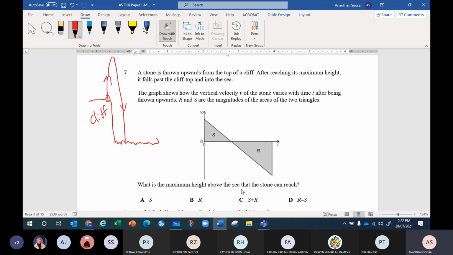What is the maximum height above the sea that the stone can reach? That means from where to where they want the distance. Maximum height above the sea. They want it relative to the sea, what is the maximum height you can reach? So this is your maximum height. They're looking for this value, right?